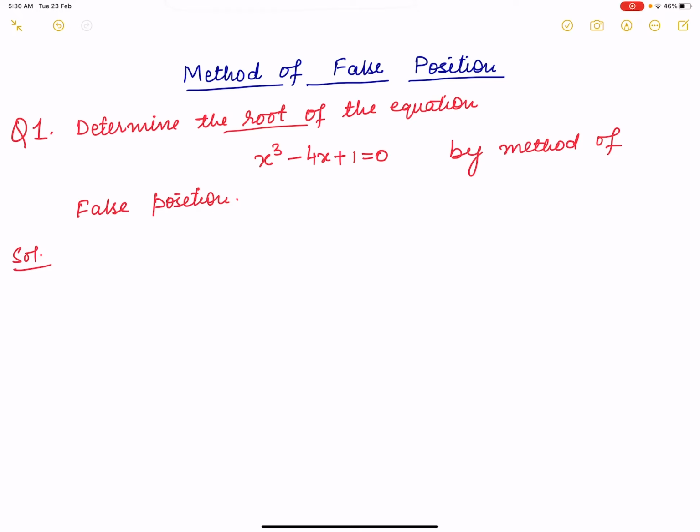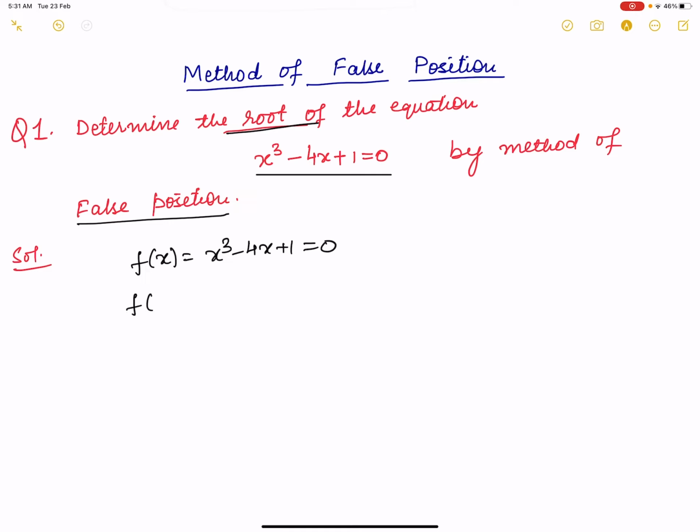We have our very first question, where we have to find the root of the equation x cube minus 4x plus 1 is equal to 0, using the method of false position. Let us start with the function x cube minus 4x plus 1 is equal to 0. Now we'll find 2 points, at one of which the function should take a positive value and at the other a negative value. This will ensure that the root lies between these 2 points.